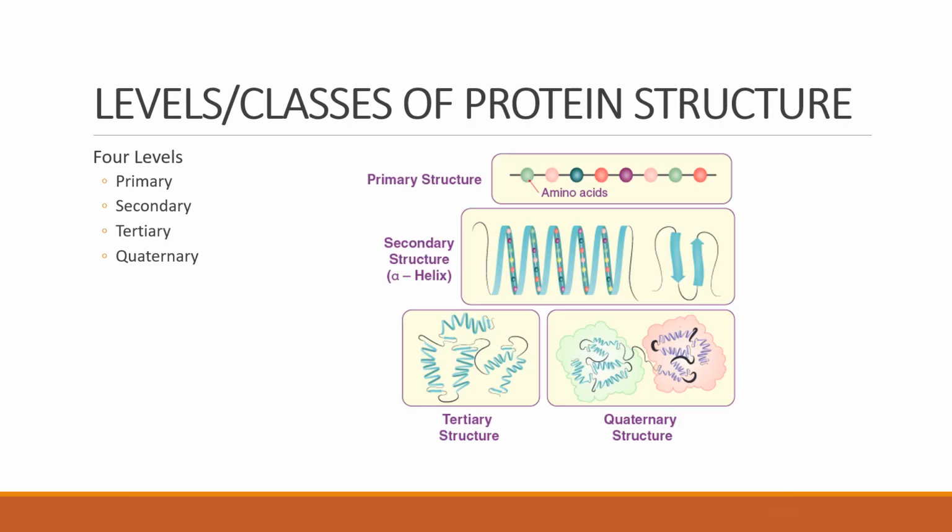Moving down to the different levels of protein structure, there are four levels of protein structure. The first level is called the primary structure of the protein. The second level is called the secondary structure of the protein. The third level is called the tertiary structure of the protein. And the fourth level is called the quaternary structure of the protein.